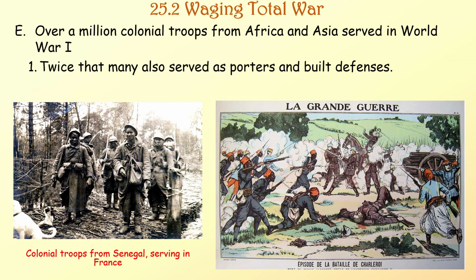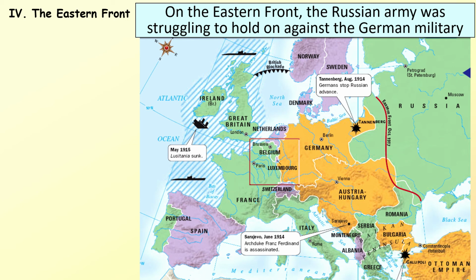Over 1 million colonial troops from Africa and Asia served in World War I. Twice that many also served as porters and built defenses. The Eastern Front. On the Eastern Front, the Russian army was struggling to hold on against the German military.